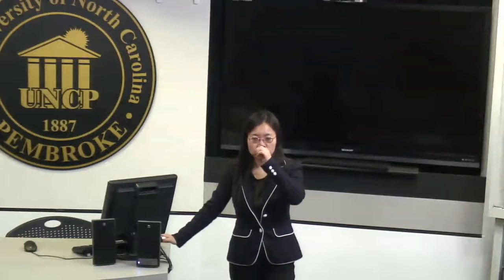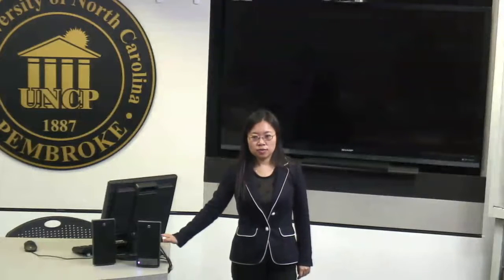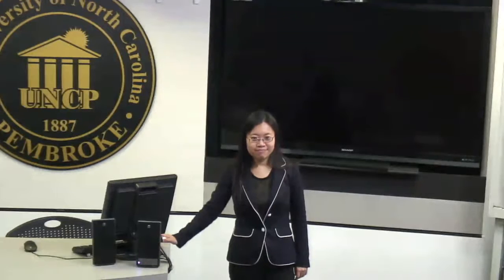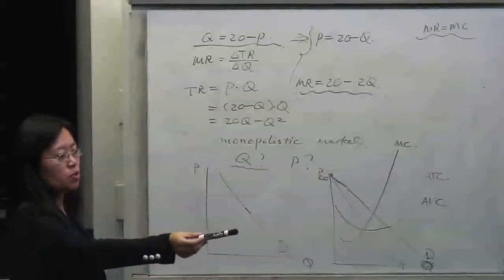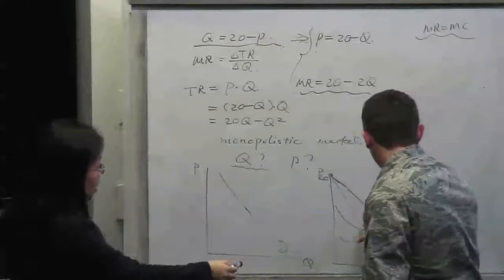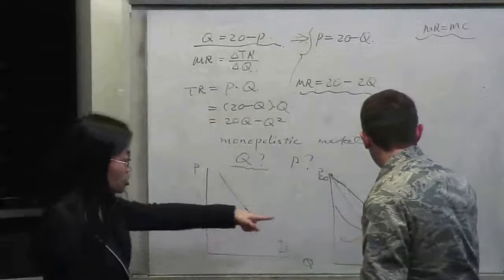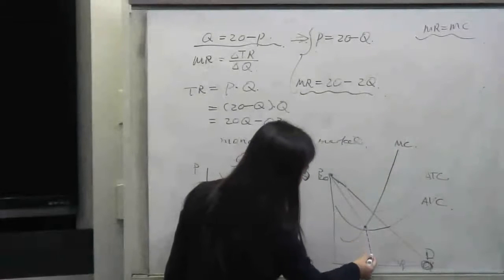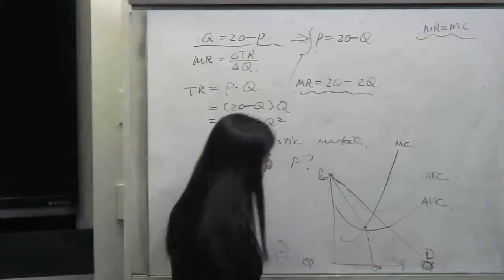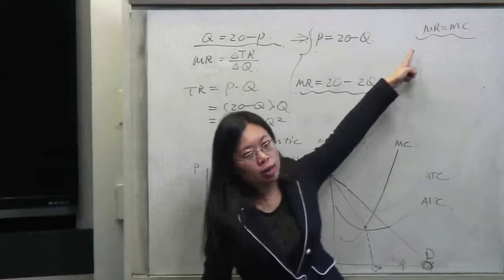Where is the optimal output? Maybe where marginal cost is... Come here, show it to us. I'm thinking it'd be right there, where the MC meets MR, right? Good. At this point, MC equals MR.